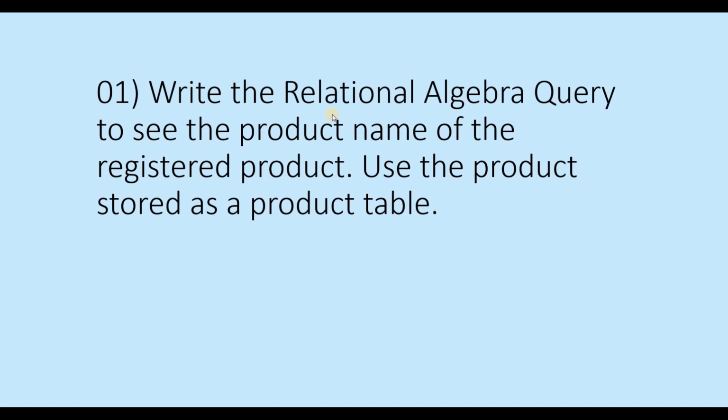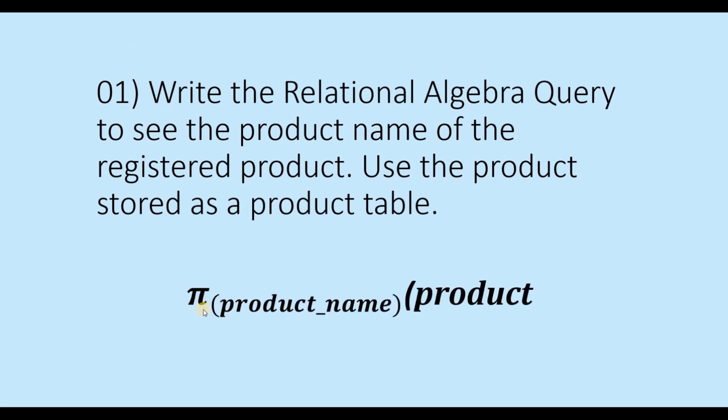When we write a relational algebra query, first we have to decide what operator we are going to use to write this query. So in this first question, we have to get the product name from the product table. So we have to use the operator is projection. So here we have to use the projection. So you can see the projection. This is the symbol we use to represent the projection.